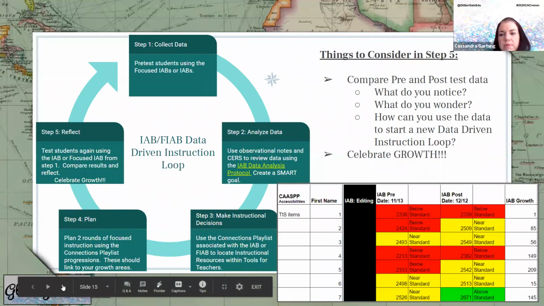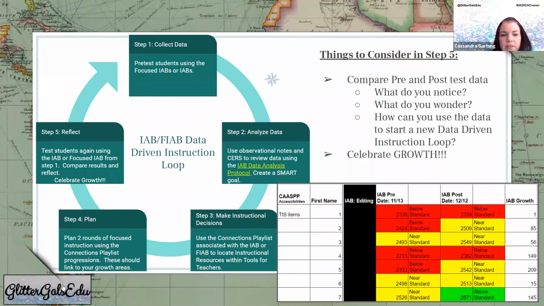All right, so we're going to be moving on to number 5. So step number 5, this is our last step in our loop, and now it's time to reflect. So we've done the 4 weeks. On their last week here, they're going to test the students again using the same IEB or focused IEB from step 1. And I know the question's already going to come. Is the test any different? No, the test is not different.